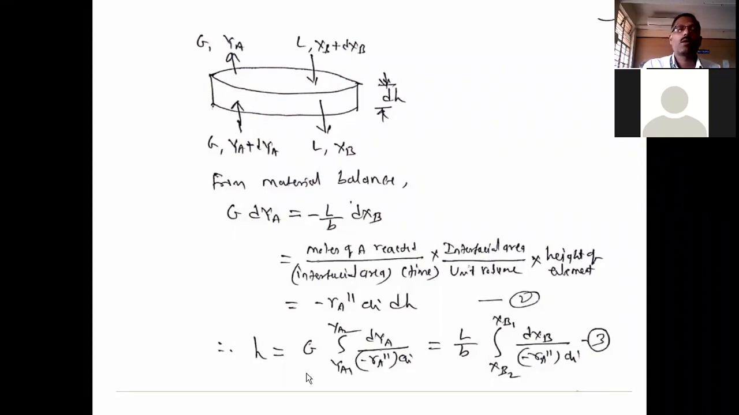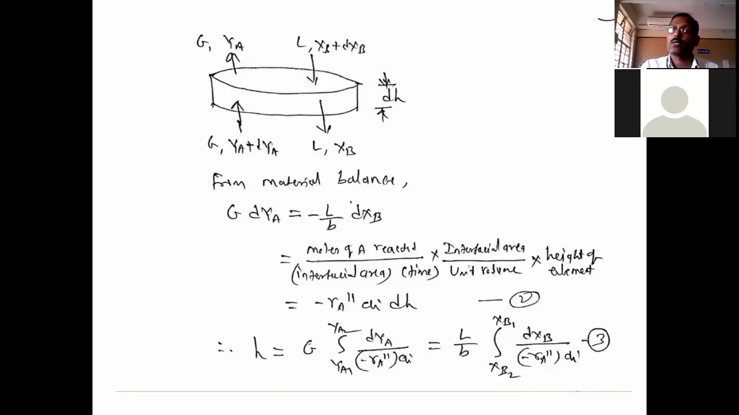By this way you calculate the rate of reaction. So H is equal to G integration from y1 to y2 of dy divided by minus RA into AR, which is equal to L upon B integration from xb1 to xb2 of dxb upon minus RA double dash. This equation is used for calculating the height of the tower for chemical absorption, mass transfer with reaction.